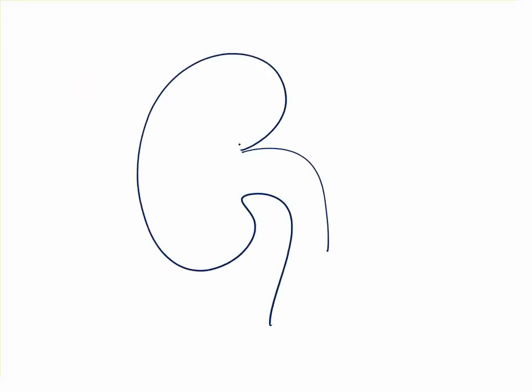First the dilation happens at the pelvis, right? Then it goes to the calyces. So automatically the cortex is compressed, and all the structures in the cortex will be affected.